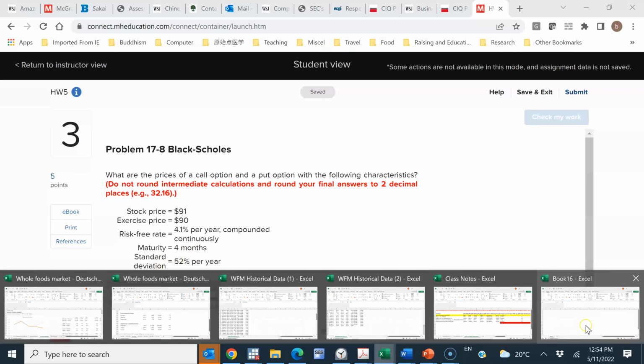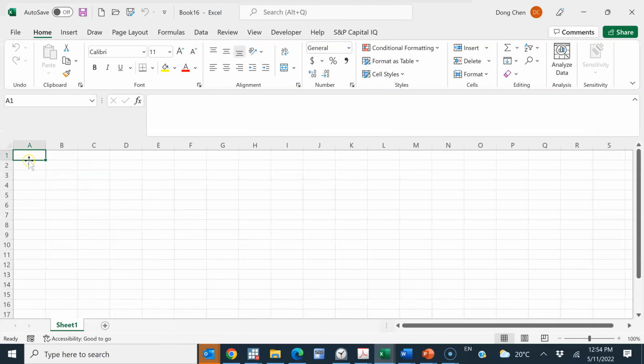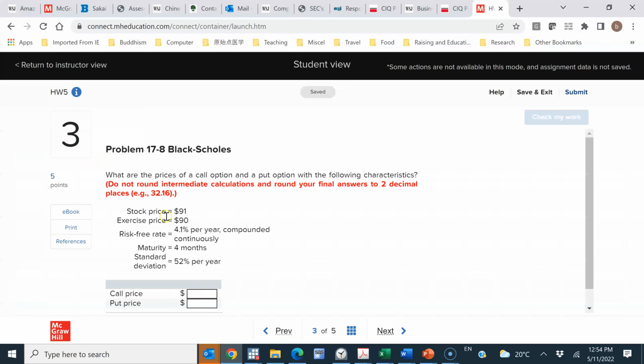Our standard deviation is 52% per year. So we're going to use the Black-Scholes option pricing model to calculate the value of the call option. Then we're going to use the Put-Call Parity to figure out the value of the put option. So we start from putting all the information down to Excel file.